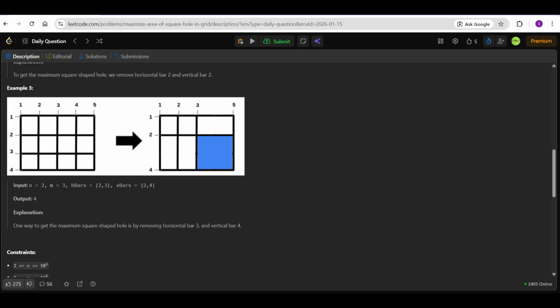Example 3. Input: n equals 2, m equals 3. hBars equals 2, 3. vBars equals 2, 4. Output: 4. Explanation. In this case, we have more bars, but we still want the largest square possible. One valid way to form the maximum square is to remove horizontal bar 3 and vertical bar 4. This allows us to merge cells into a 2 by 2 square, giving an area of 2 times 2 equals 4. So once again, the maximum square-shaped hole has an area of 4.